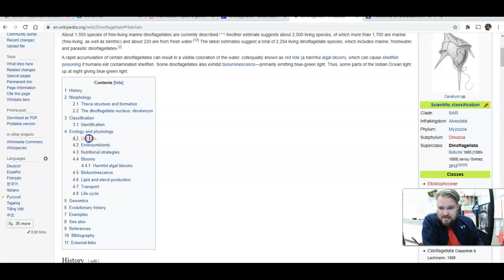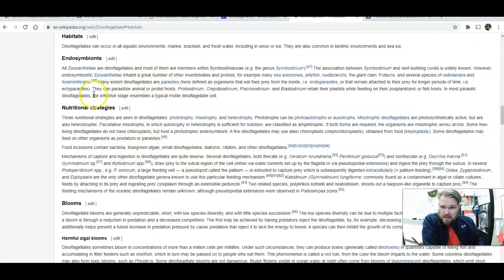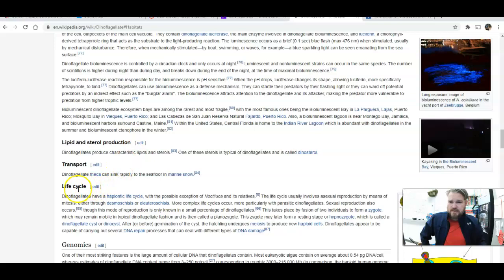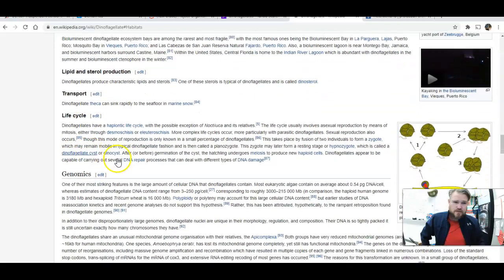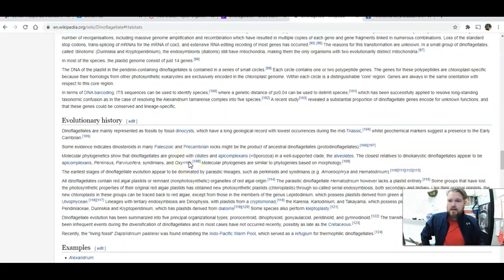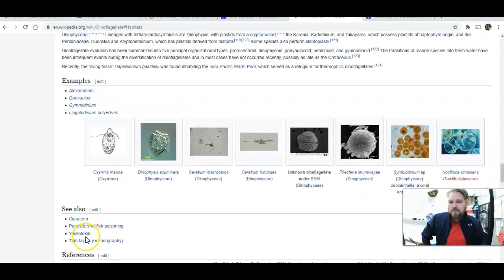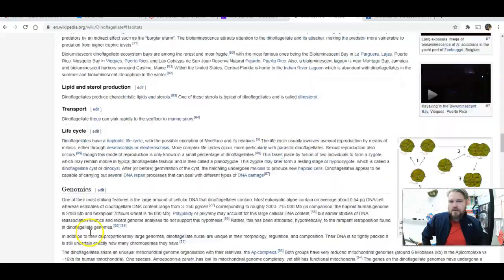There's habitats, so it gives you kind of where we're at, and then our nutritional strategies. And then really where we want to get is their life cycle, glorious. So notice it's all here. And really the examples, you might want to look at some of these examples to see some of their structures. You could also grab a picture off of here, but that would help us find some different examples.